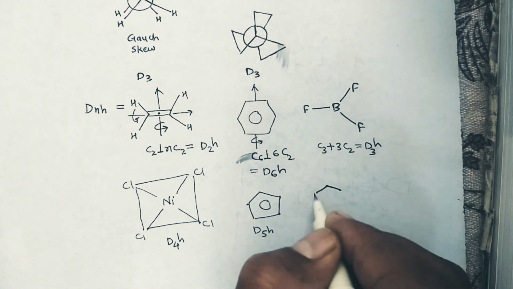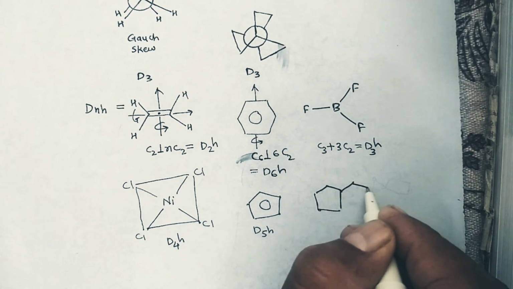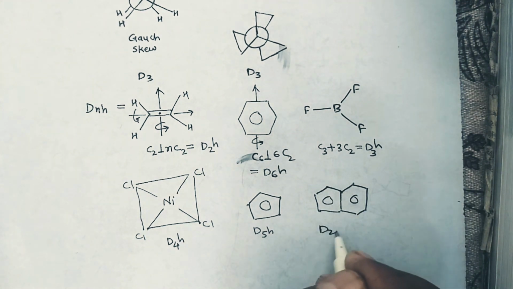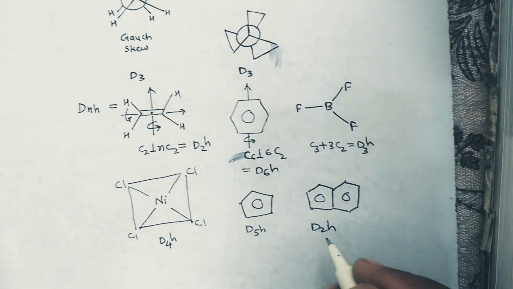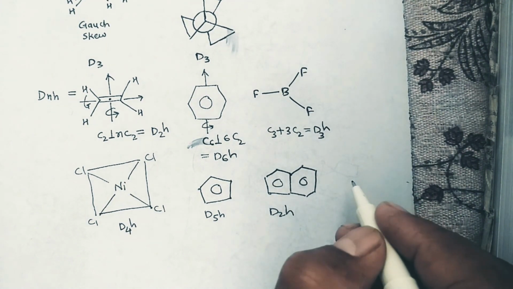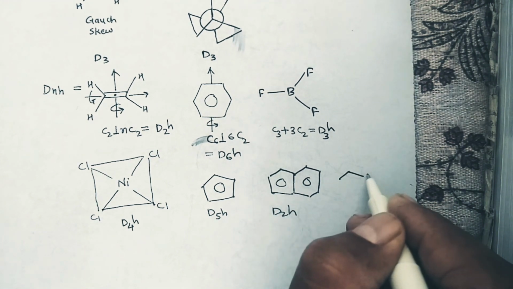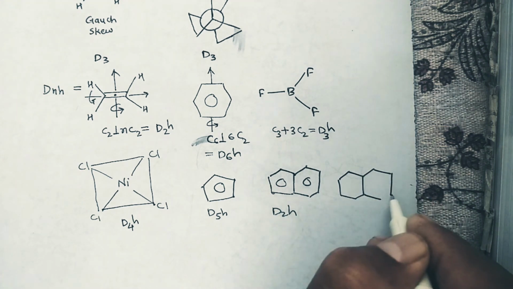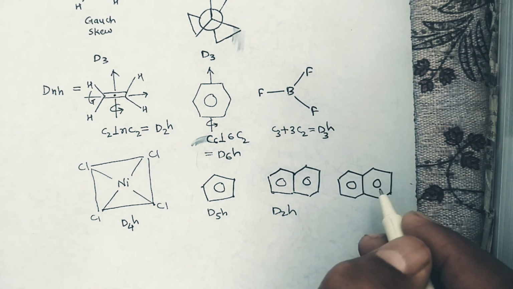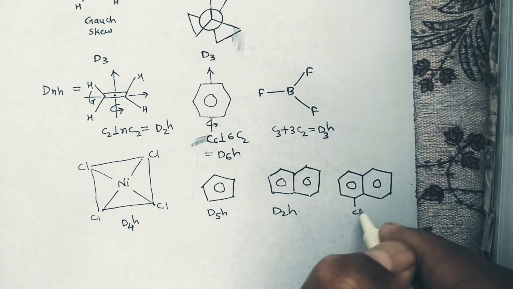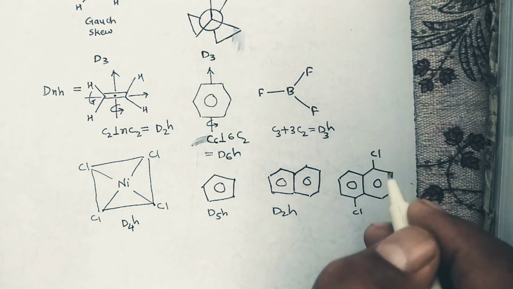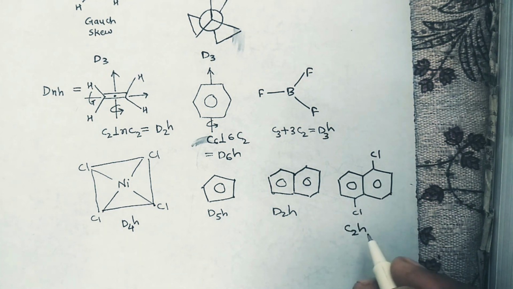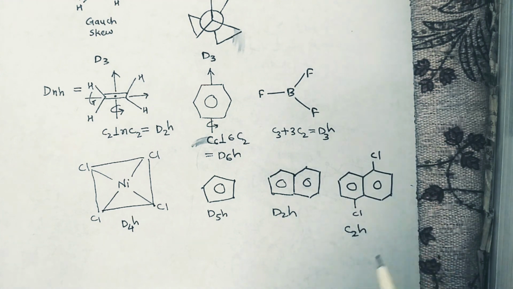Naphthalene has a D2h point group. But if you place an atom here or here, then the point group changes to C2h because there are no perpendicular C2 axes.